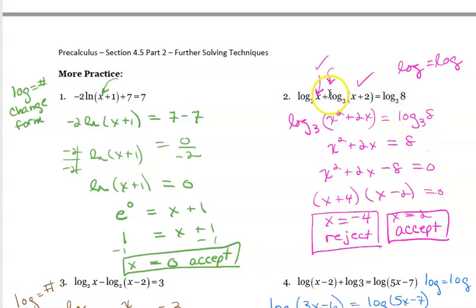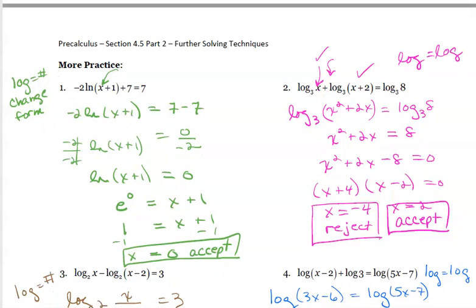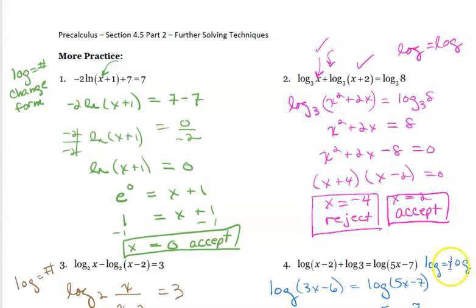Okay, problem 2 is going to be log equal to log. So my goal is to get a single log. And here I undo the product property by doing a multiplication. That's done. Now I have log equal log. So you can set the arguments equal, recognize that as a quadratic, bring the 8 over as a negative, and factor. You get 2 answers.